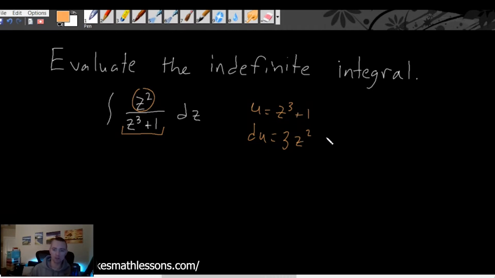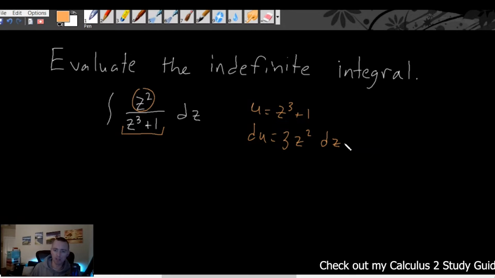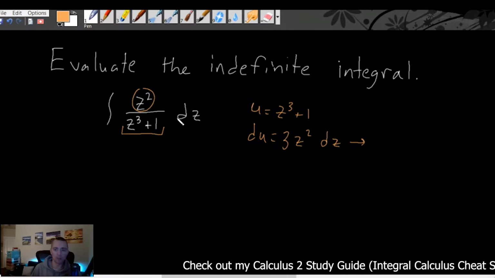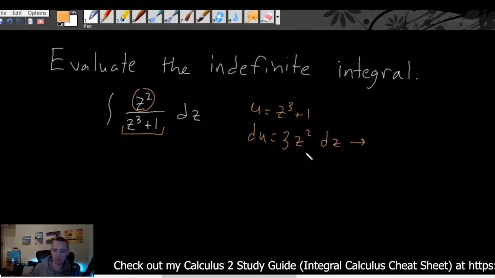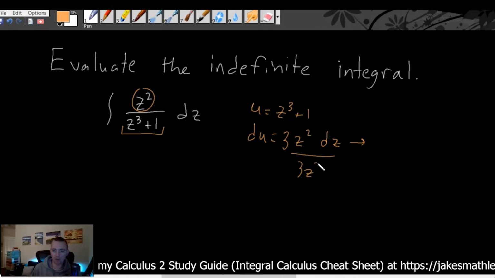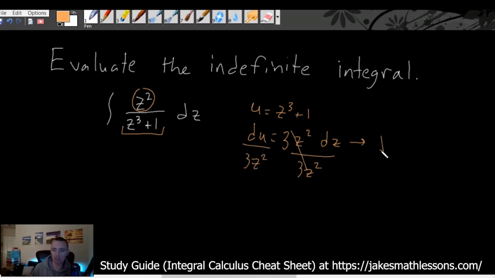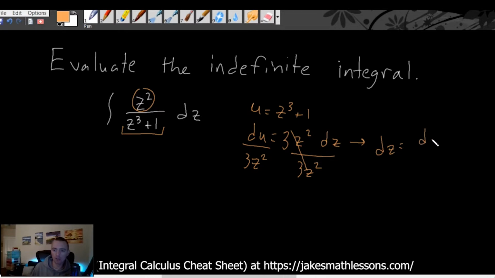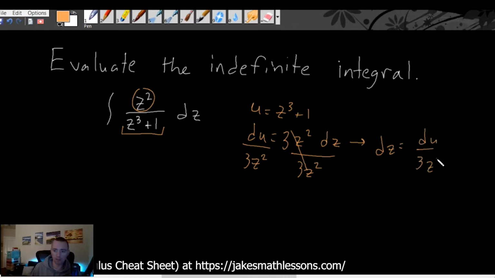So then what we also need to do is put on a dz here. Whenever you do this step where you go from u to du, you want to tack on a d of whatever your variable is. In this case, our variable is z, so we'll put on a dz there. It may be dx or dt or whatever the case is. So now we can take this du equation and solve for dz, because dz is going to be the thing that we're going to need to substitute in there. To do that, we just have to divide both sides by 3z squared, and we would just get dz equals du over 3z squared.